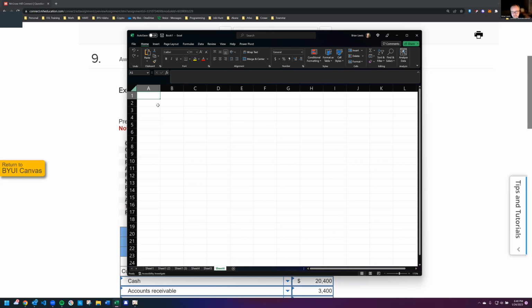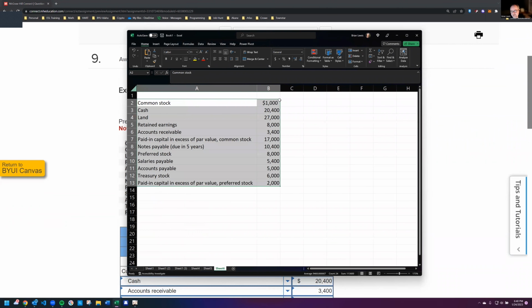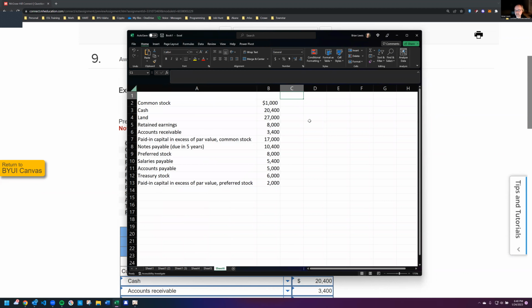I'm just going to paste the values. One way I like to do this is to go ahead and classify these things. This is equity. This is an asset. This is an asset. Retained earnings is equity. Accounts receivable is an asset. Paid in capital is an equity.